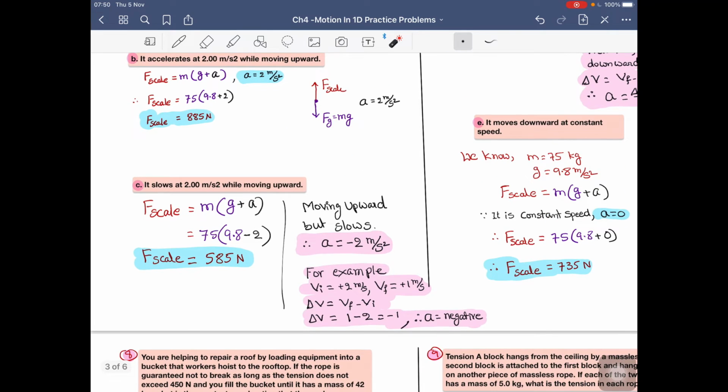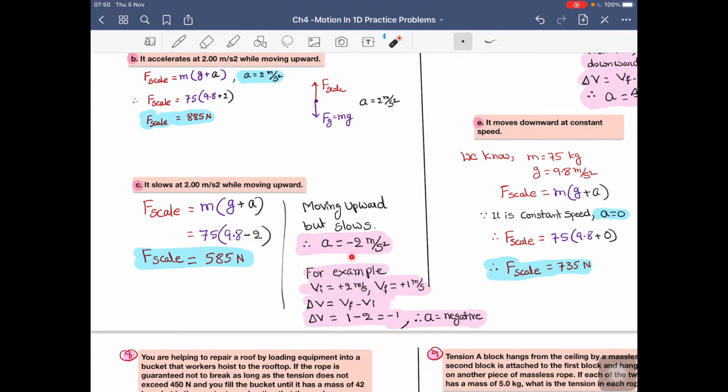Case C. In case C also the lift is moving upward with a 2 meters per second squared acceleration, but it slows down. If it slows down, what happens to the A value? Is it positive or negative? If you can remember, A should be negative. If it's going up and slowing down, A should be negative.